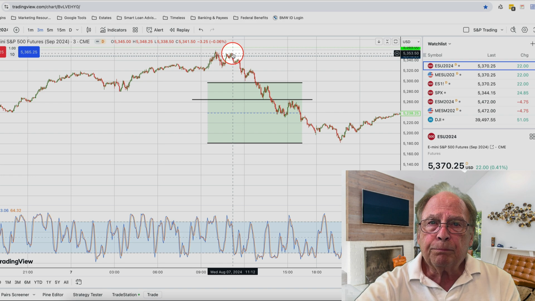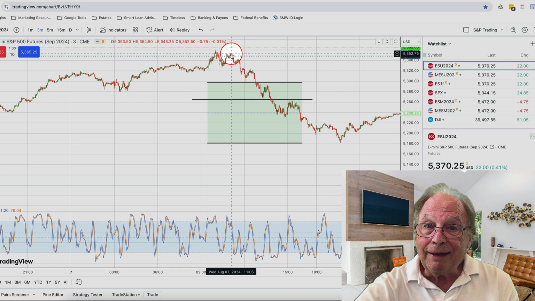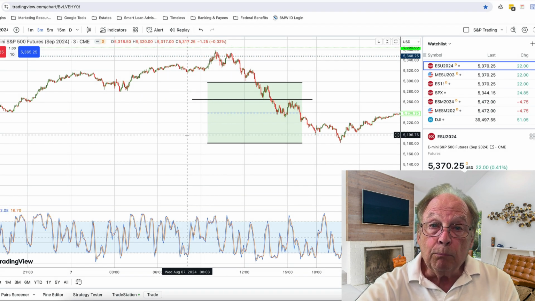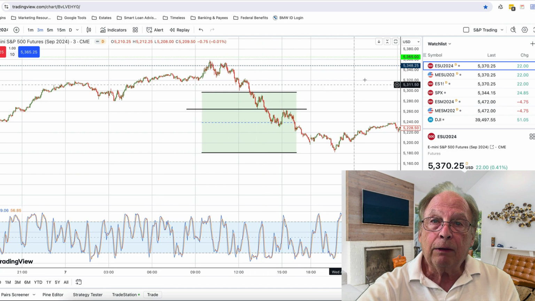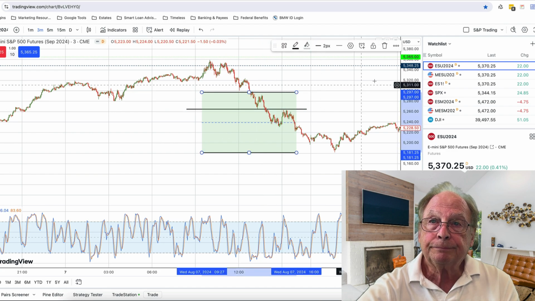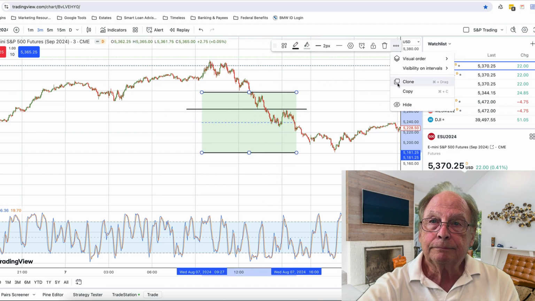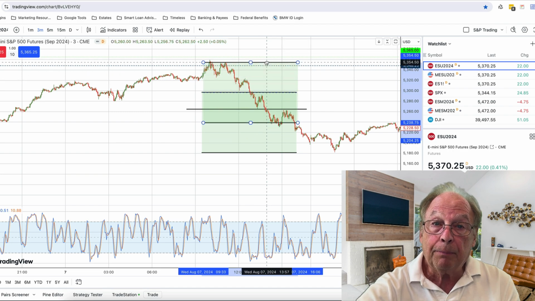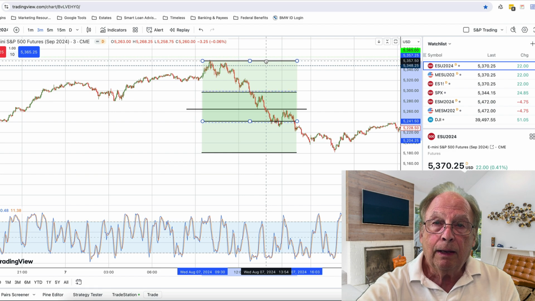It almost tested it later in the day, but didn't take out the intraday high. So what do we do? We move our trading zone. Again, we clone it and make a clone, and I move it up to my intraday high. I just wait. Remember, you've got to use lots of patience.